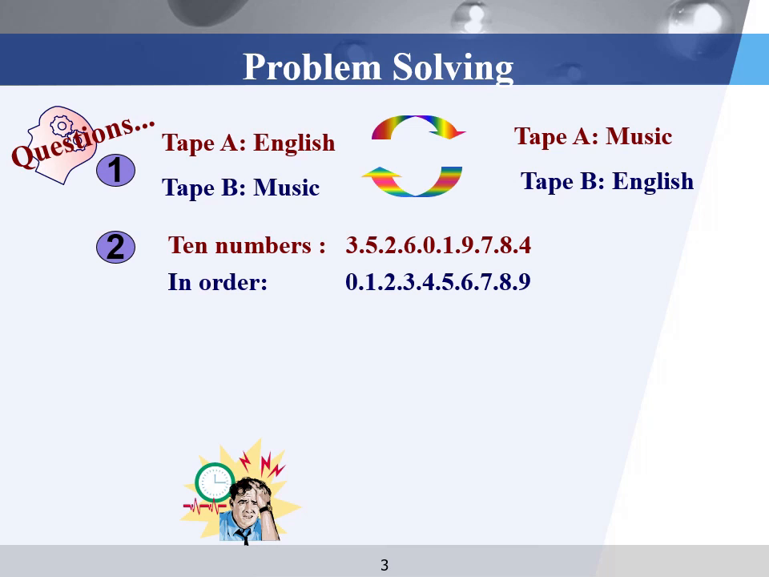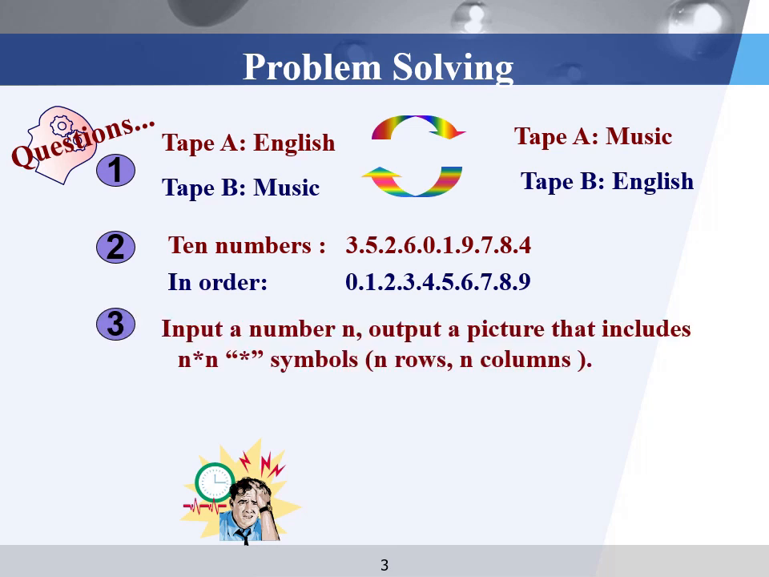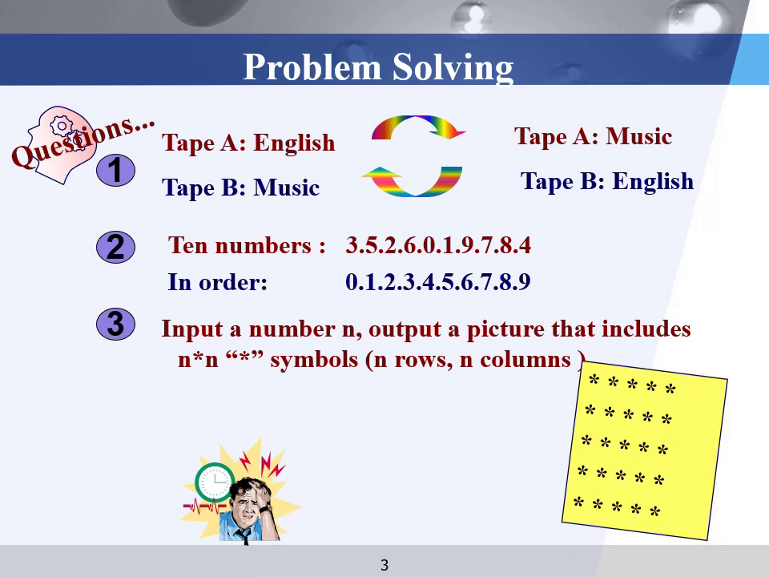We can define different algorithms to sort the list. This next one asks you to input a number n, and then you need to output a picture that includes n by n asterisk symbols. So if n equals 5, you're supposed to print out this figure. And this is also an algorithm. How are you going to design an algorithm to ask the computer to print out this figure? So this is what we could do using the computer.